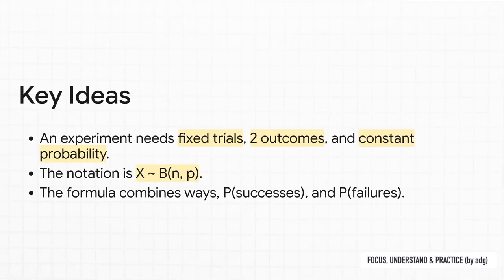So, what's the bottom line here? First, remember those 3 rules: fixed trials, only 2 outcomes, and a constant probability of success. Second, remember that handy notation: X ~ B(n, p). And most important of all, understand that that big, scary formula is really just 3 simple ideas multiplied together: the number of ways it can happen, the probability of your successes, and the probability of your failures.